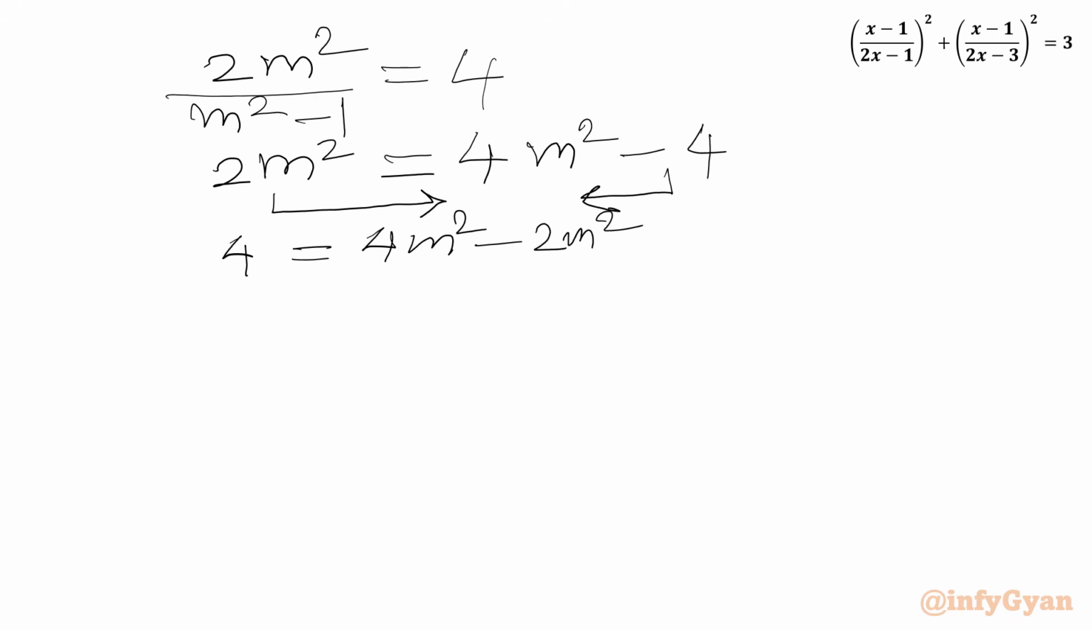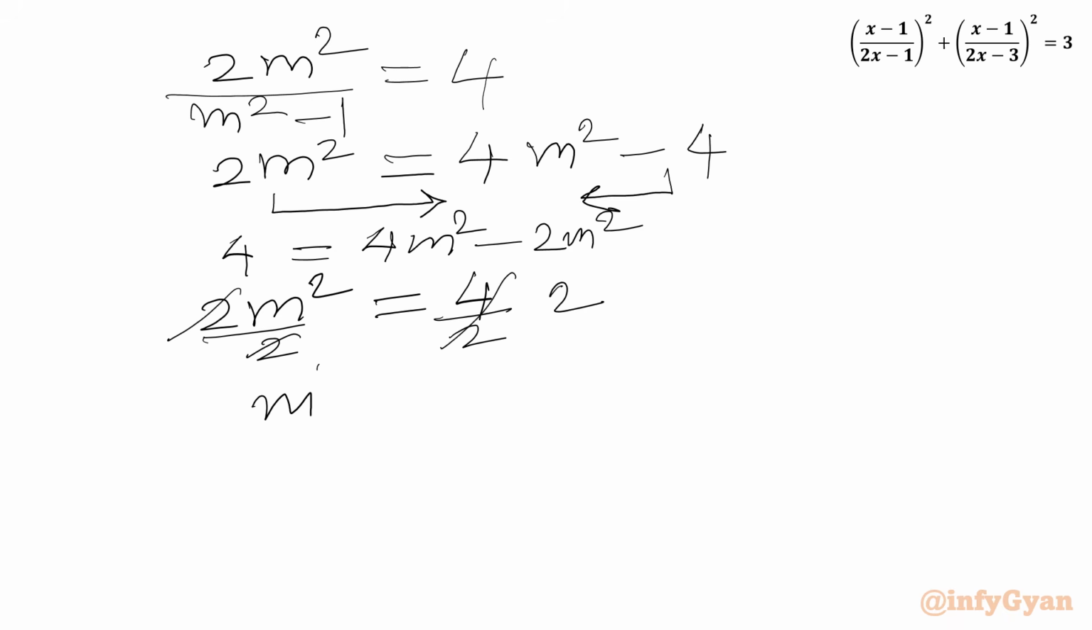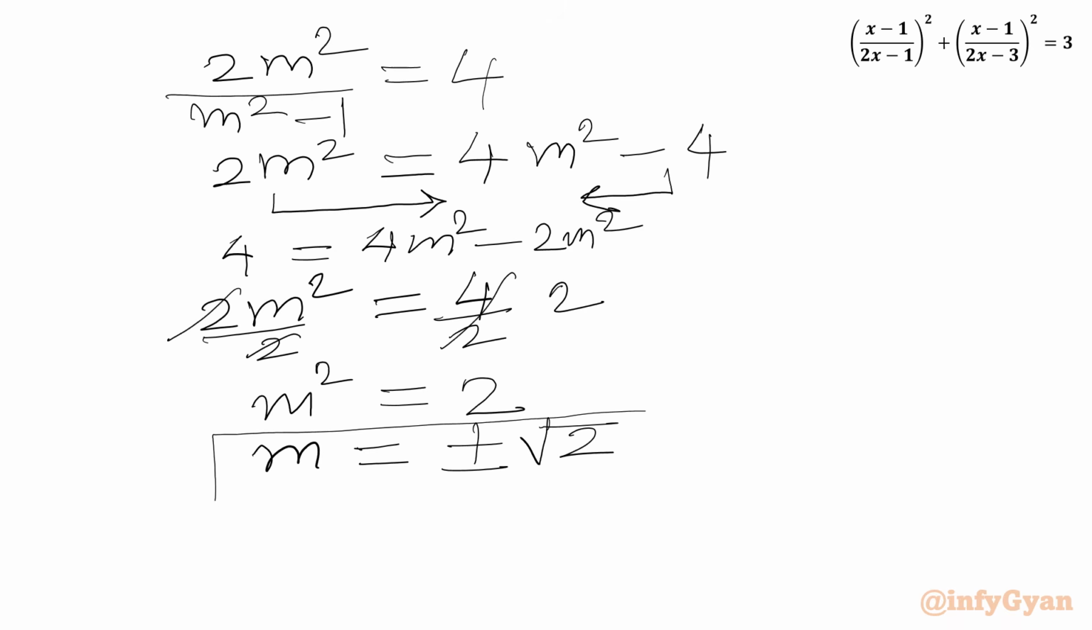So 4m square minus 2m square is 2m square. The other side is 4. We'll divide both sides by 2. So this 2 and 2 will be over and RHS will give us 2. So I can write m square equal to 2. Now we will take square root both sides. m will come out plus minus square root 2. So in total we have 4 real solutions.